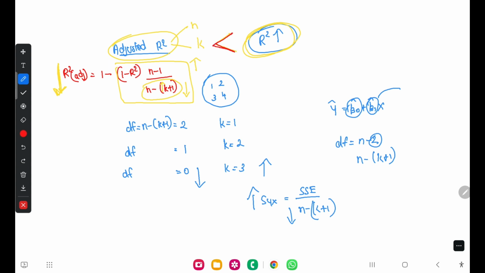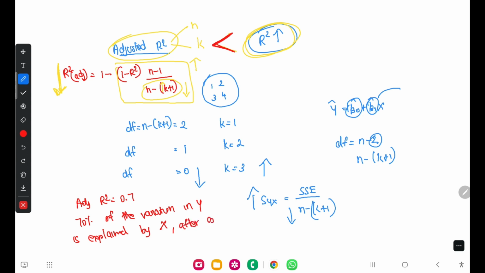You can see this, right? Now, how do you interpret an adjusted R square? Let's say you got an adjusted R square of 0.7. Then you say 70% of the variation in Y is explained by X after considering the degrees of freedom.